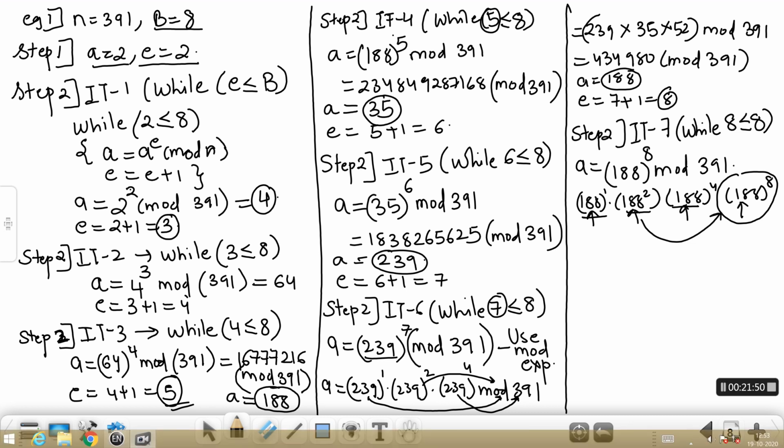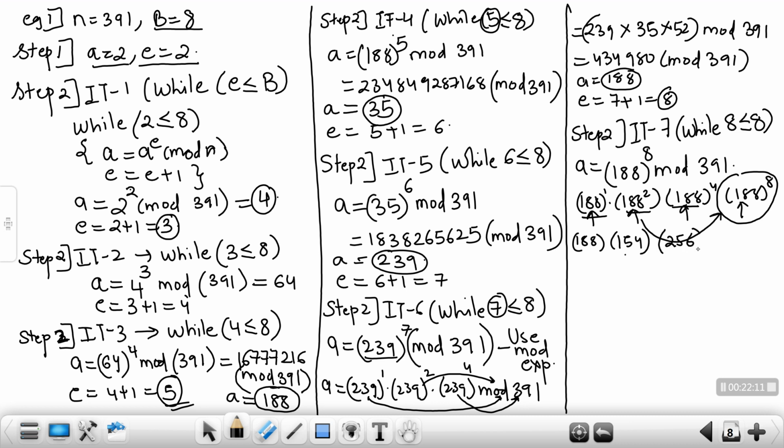So 188 raised to 1 mod of 391, we get it as 188 only. Then 188 raised to 2 mod of 391, we will get the value as 154. Then 188 raised to 4, we are getting the value as 256. And 188 raised to 8 mod of 391, we are getting the value as 239. So when we solve this, the new value of A will be nothing but 239.